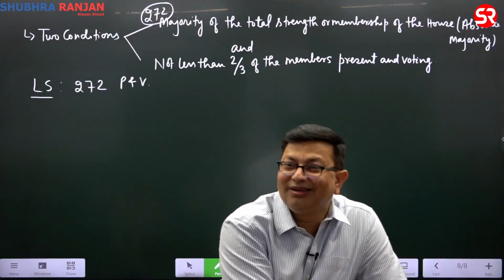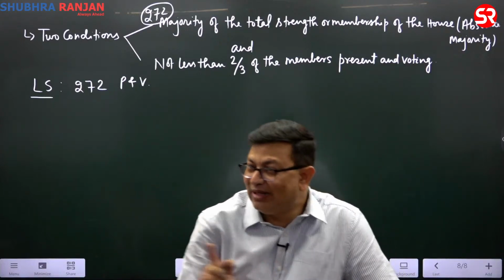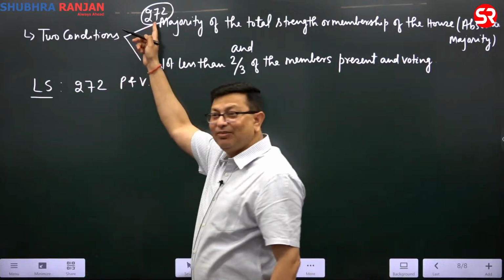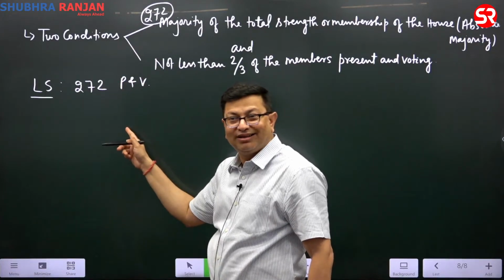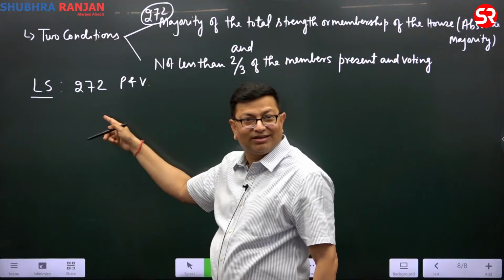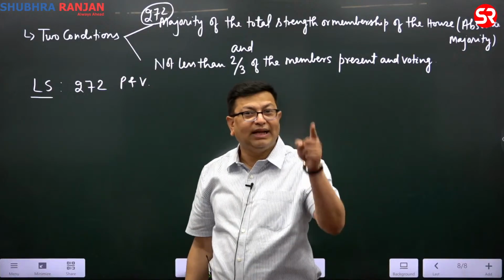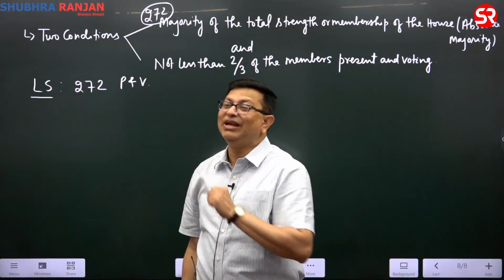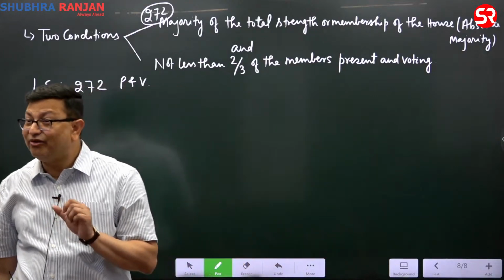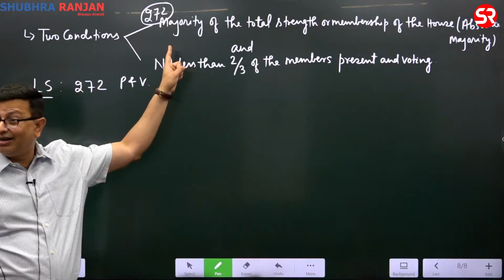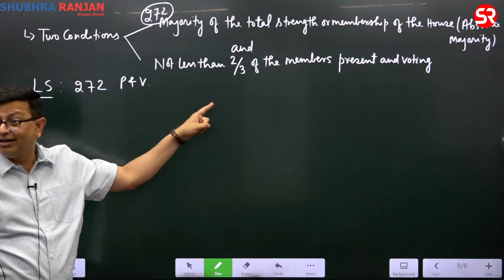Arey, all should vote in favor of the bill. So even though it will be 100% of it, it will be 272. Even if 272 members are present and voting, if you take 2/3 of it, the bill will never be passed otherwise. So all the 272 members who are present and voting should vote in favor of the bill. Then only such a bill will be passed. It is a bit tough one. Why? Minimum is given, this much has to be there. Plus, it should not be less than 2/3 of the members present and voting.